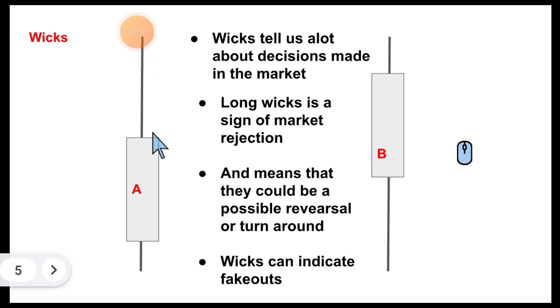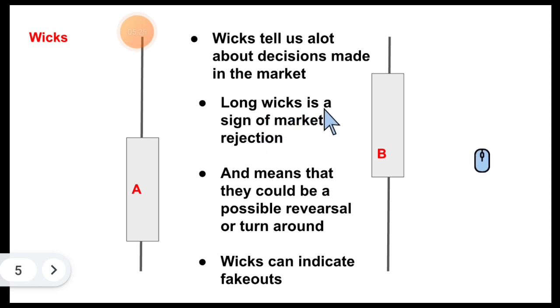Now this is a bullish candle, but we had sellers pushing price, so we had a long wick here. This is a sign that the market might tend to reverse. This wick is telling us that the sellers are trying to push price, and the market might tend to reverse. So wicks tell us about the decision being made in the market. So you can see here that the decision now is that the market might tend to reverse.